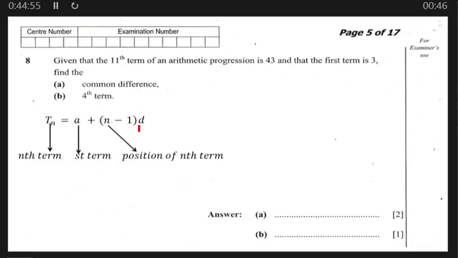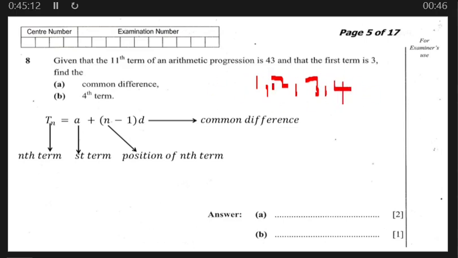All right. Then this D here represents what we call the common difference. The difference which is common between consecutive terms, like when you say 1, 2, 3, 4. So the difference in between here, it's always 1, 1, 1. So that difference, since it is 1, 1, it is common. We call it the common difference.